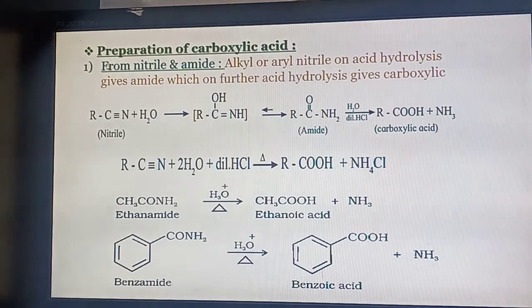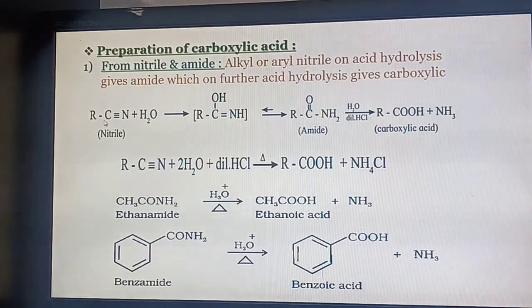aldehydes and ketones. Next point is preparation of carboxylic acid. First method is from nitrile and amide. Alkyl or aryl nitrile on acid hydrolysis gives amide, which on further acid hydrolysis gives carboxylic acid. So here these nitriles undergo acid hydrolysis to form amide, which on further hydrolysis gives carboxylic acid.